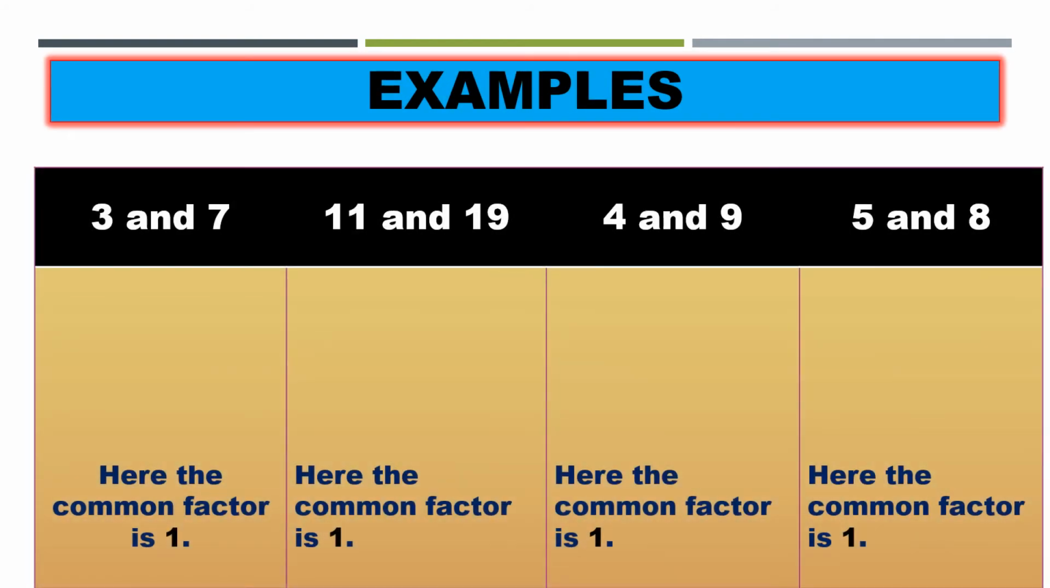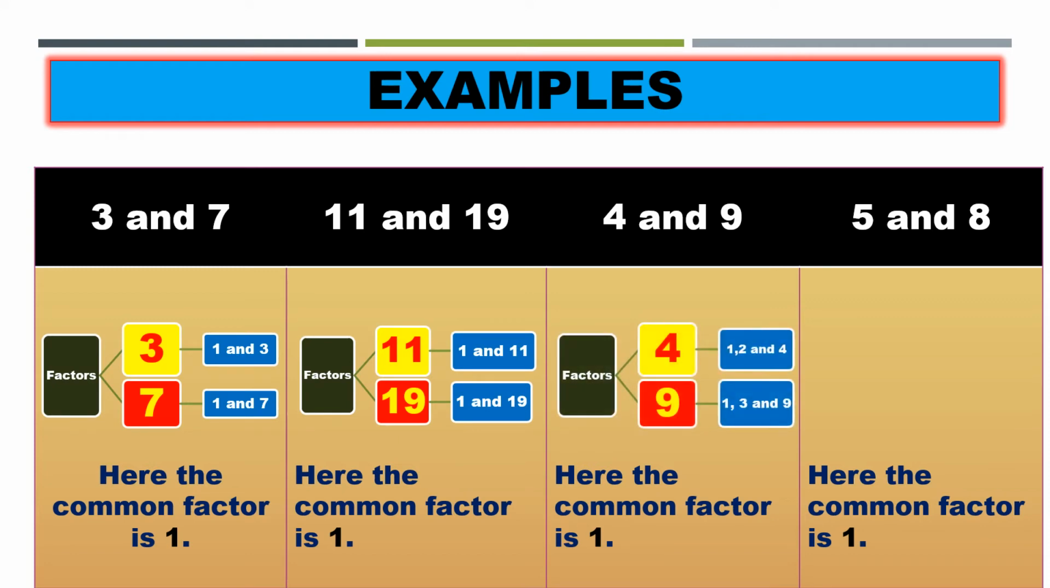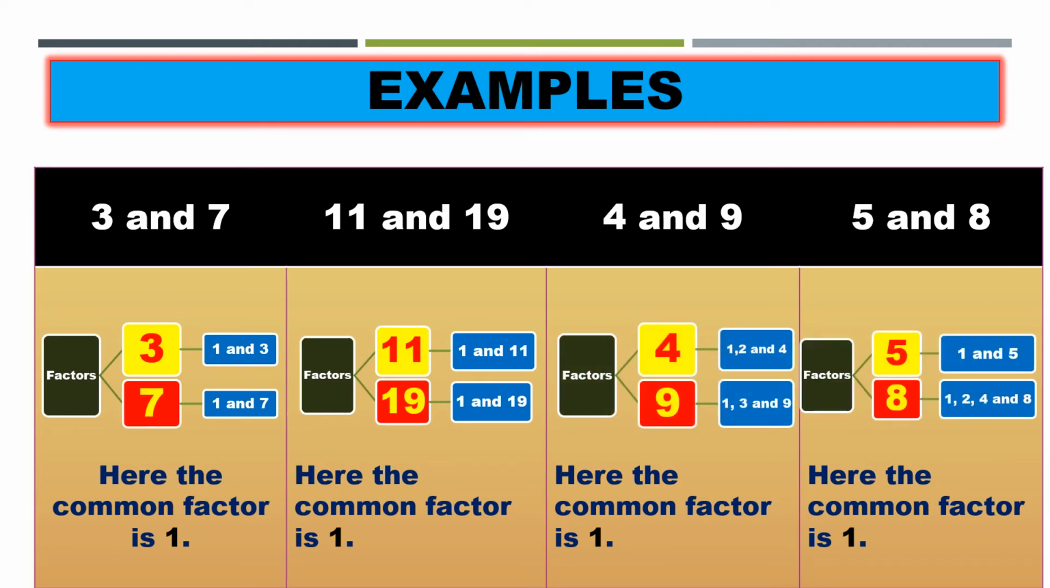3 and 7, 11 and 19, 4 and 9, 5 and 8. Okay. So if you find out the factors of 3, the factors of 3 are 1 and 3. The factors of 7 are 1 and 7. So if you see properly, the common thing is only 1. So 1 is a common factor. So as 1 is the only common factor, they are co-prime numbers.